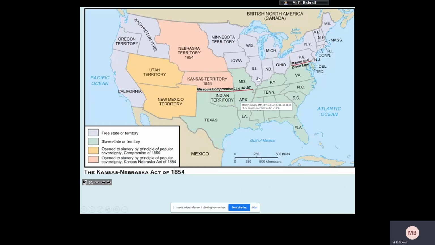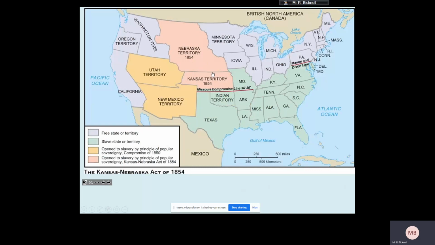Nebraska Act. So a railroad is going to run through northern states. And what that does, it potentially creates two new states, Kansas down there and Nebraska up at the top. And what the North say to the South, to keep them happy, is that when these areas become states, when enough people move to them that they can apply to become a state, they will be able to vote on the issue of slavery themselves.